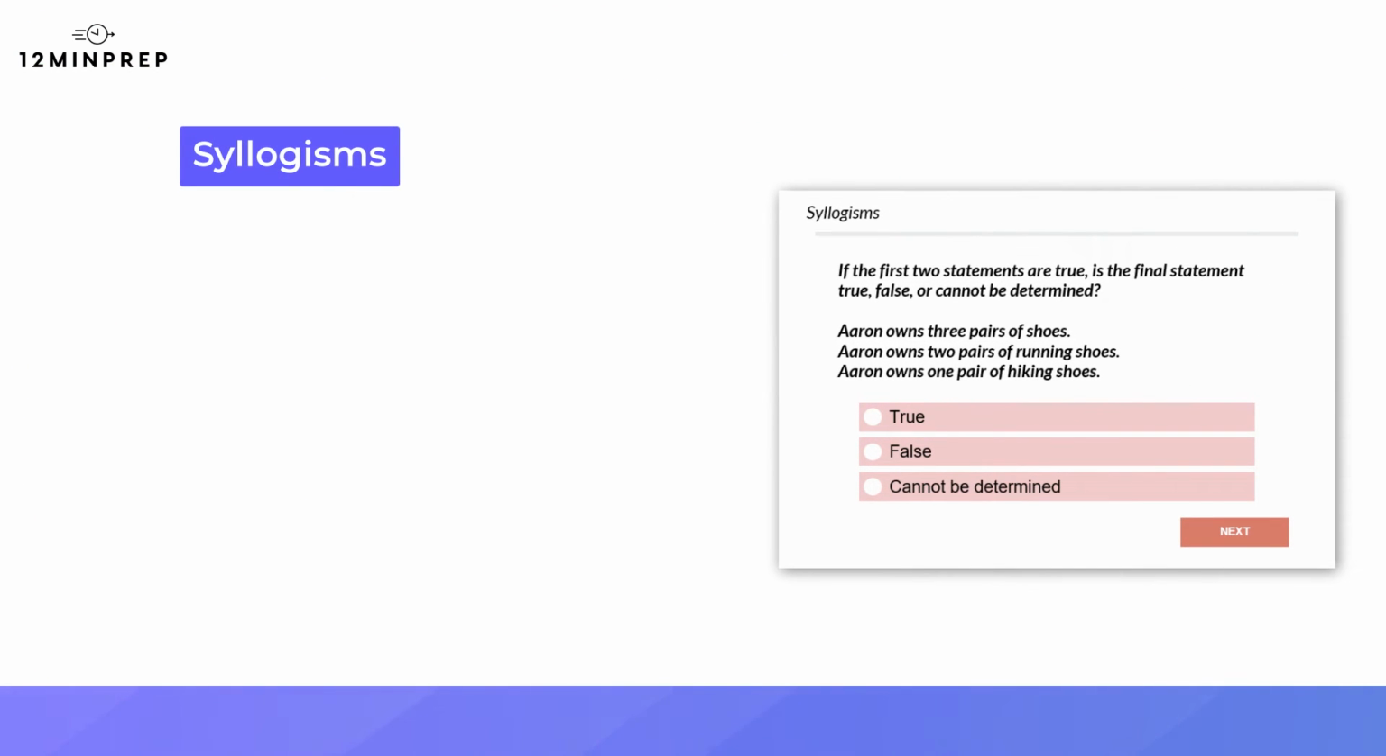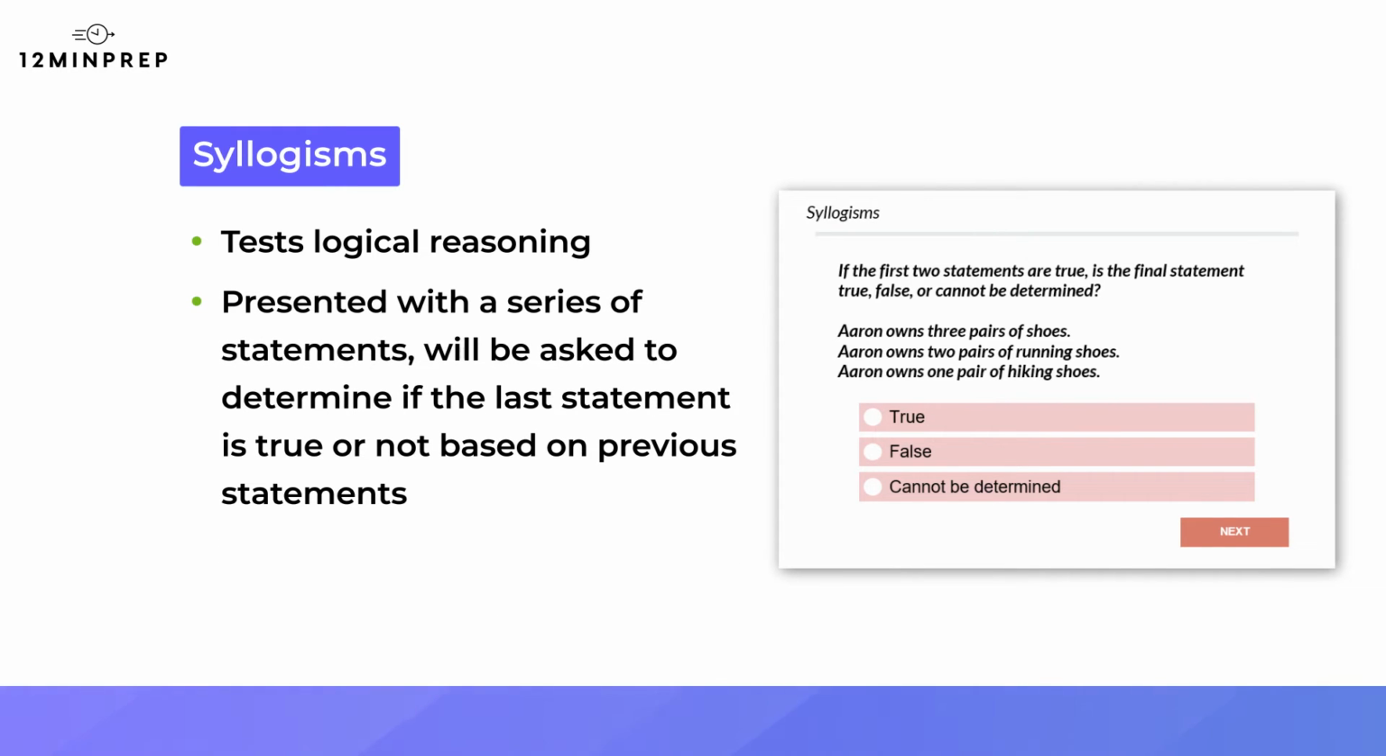Syllogisms are a form of logic question that will assess your logical reasoning. You will be presented with a series of statements, and then will have to determine if the last statement is true, false, or cannot be determined.